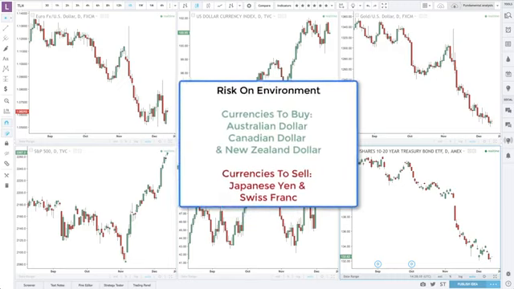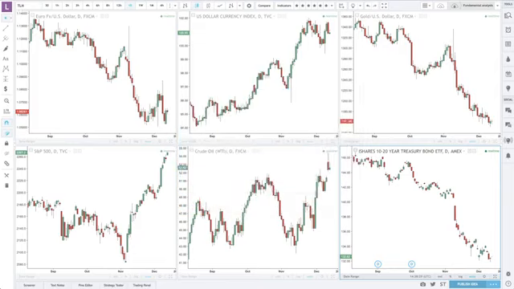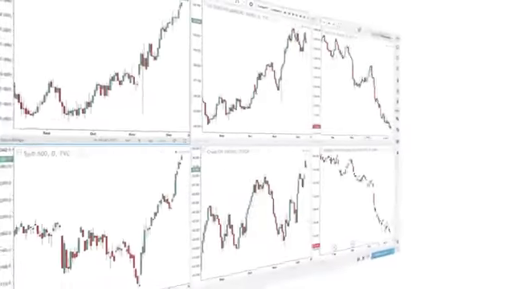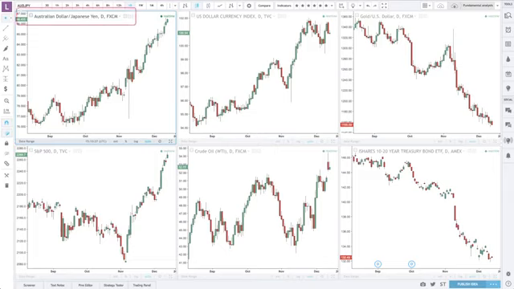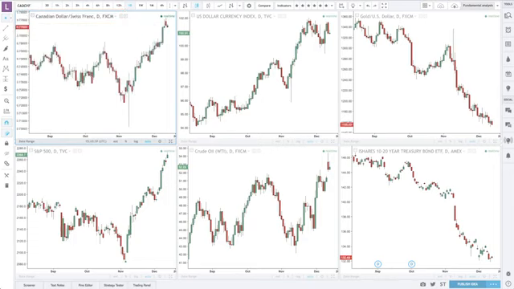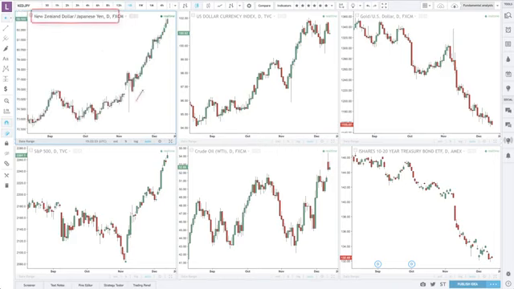As we are in a risk-on environment, we should look to buy commodity currencies like the Australian dollar, the Canadian dollar, and the New Zealand dollar, and sell safe haven currencies like the Japanese yen and the Swiss franc. If we go to the Australian dollar Japanese yen currency pair, you will be able to see the uptrend as a result of money flowing into a higher yielding commodity currency and out of the safe haven currency. It should also be no surprise to see the same trending market for a currency pair like the Canadian dollar Swiss franc and a currency pair like the New Zealand dollar Japanese yen.